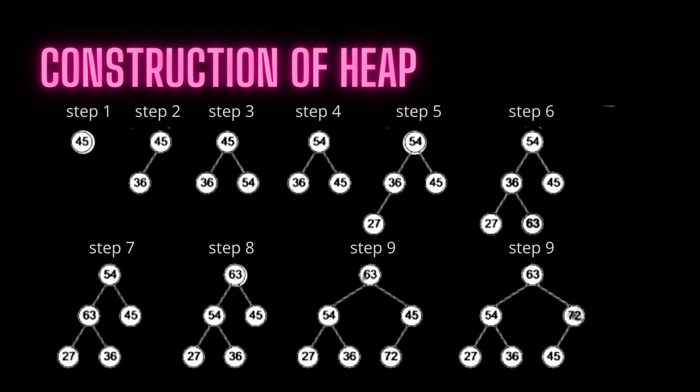In the image we can see there are several steps. In step 1 we have one value, that is 45. In step 2, we have added a value on the left side of the parent node. Then in step 3, we have added a value on the right side of the node. But we can see that 54 is greater than 45. As it's a max heap, the greater value should be the parent. So we have swapped the values 45 and 54 in step 4. And this is how we construct a heap, by satisfying the property of a heap at each node.